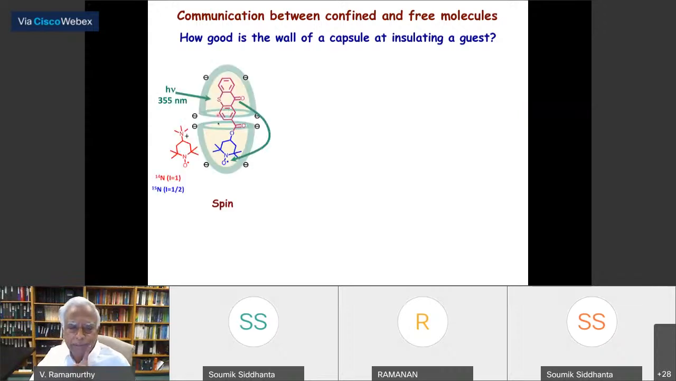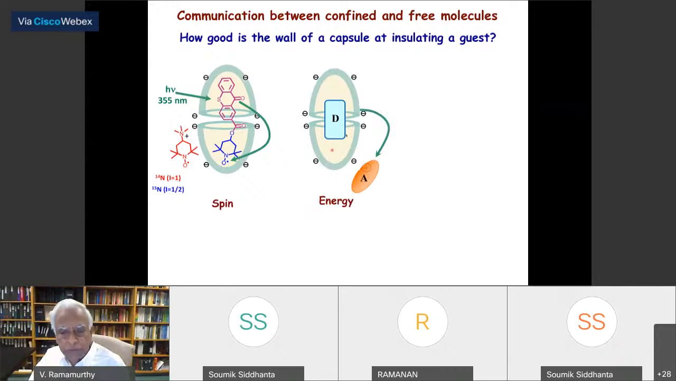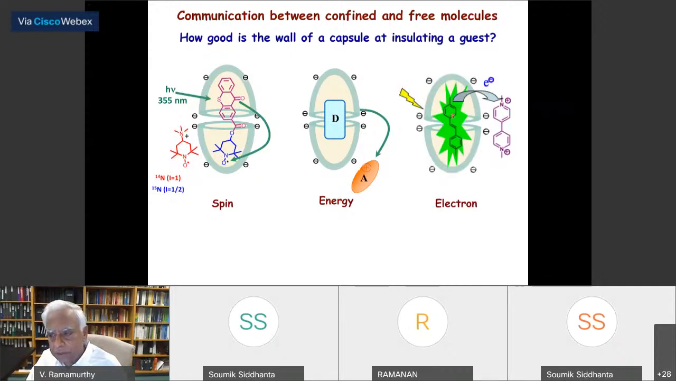So if you have, for example, a molecule trapped inside, you have your molecule closed in a box, and the molecule that is sitting inside the box is able to talk to the molecule that is outside. We have shown these things by a number of different features. For example, we have studied this by time-resolved EPR, there is a spin-spin interaction between this radical and that radical. We have also shown, for example, energy can be transferred from inside to the outside, and there can be electron transfer from inside to the outside.